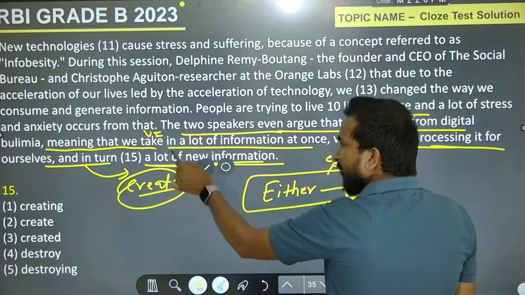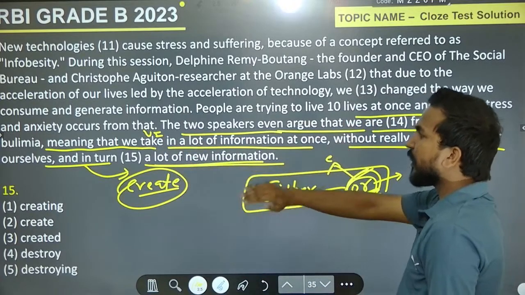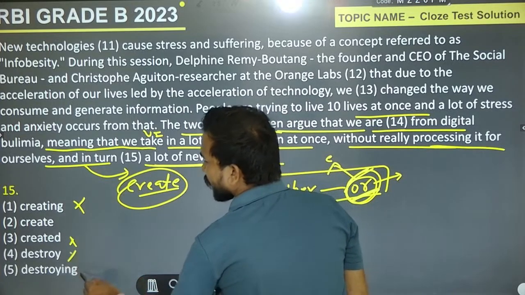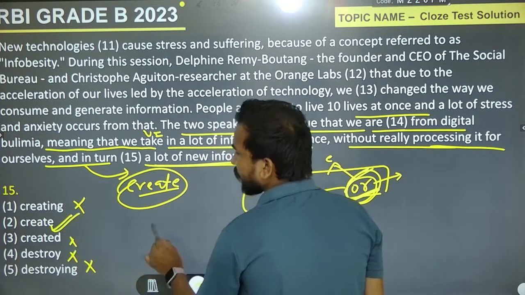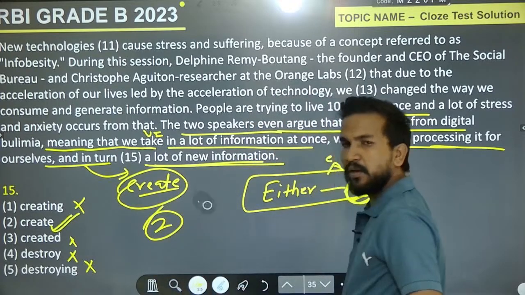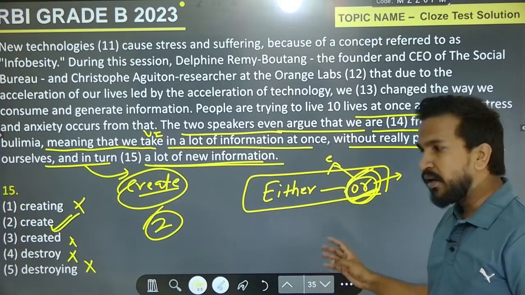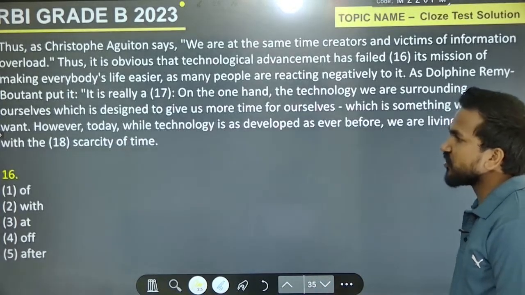Okay, take in a lot of information, or create a lot of new information, not creating, not created, not destroy. It must be option B. That will be 2. Hopefully you got my point, how we can balance the things. Now we have the 16th question.